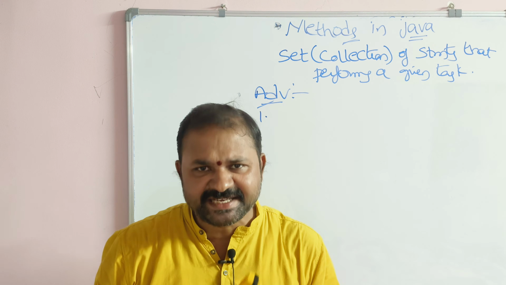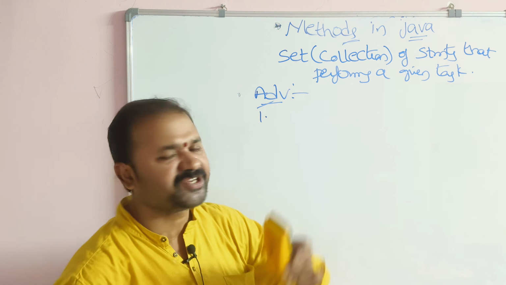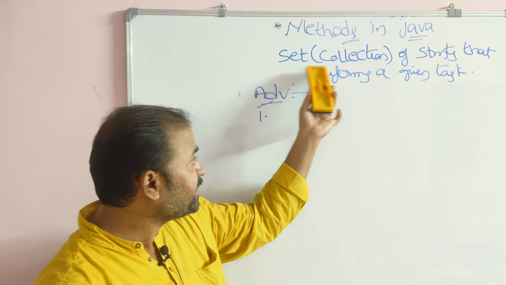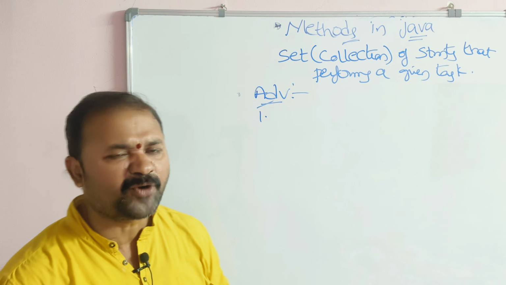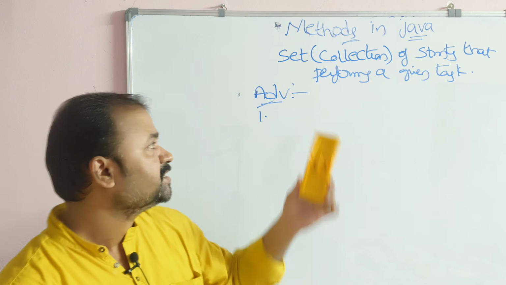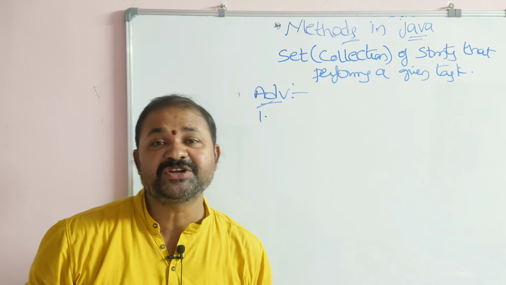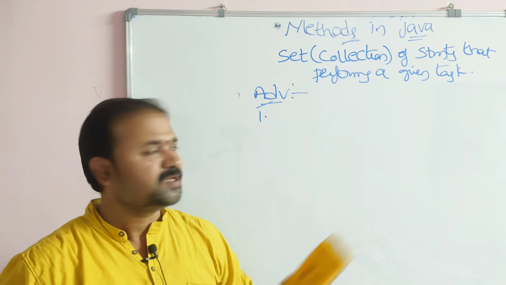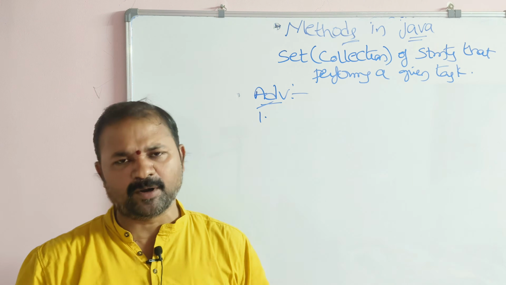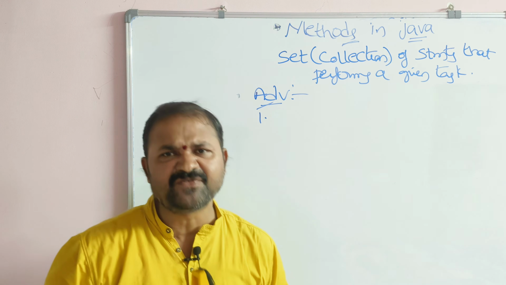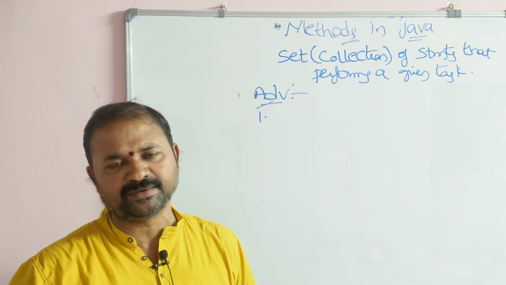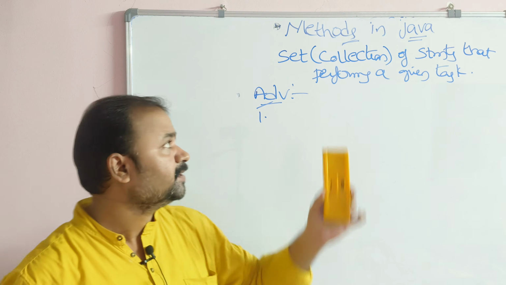Now, let's see about methods in Java. A method is a set of statements that performs a given task. Set means a collection of statements that performs a given task. The task may be any problem. It may be addition of two numbers or developing a banking application. It may be any problem.